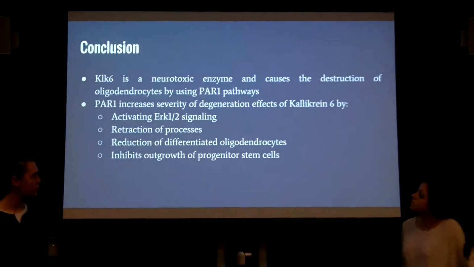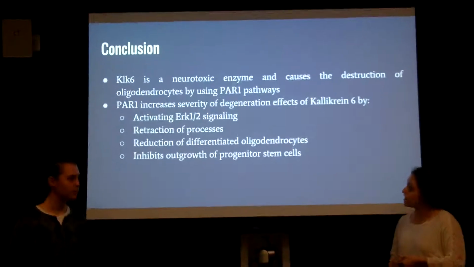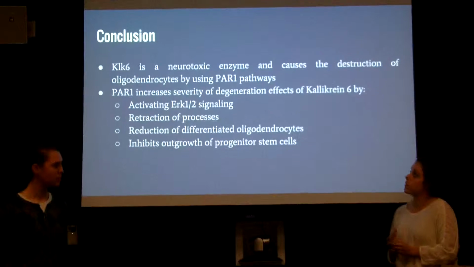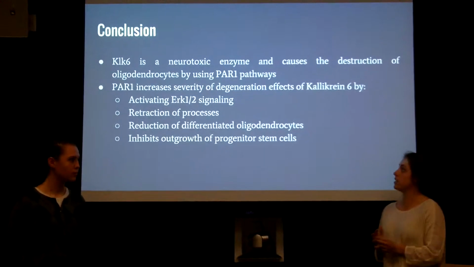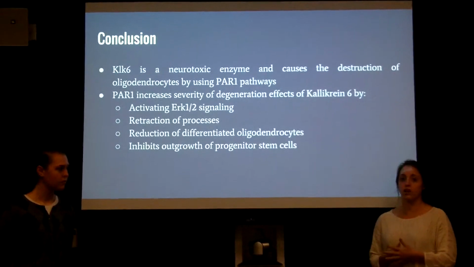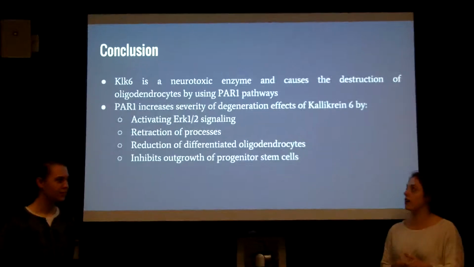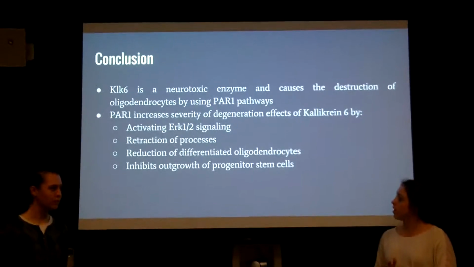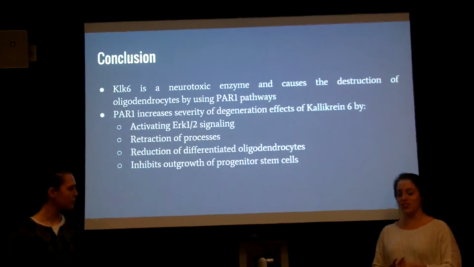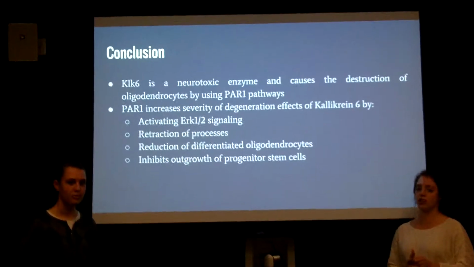So in our conclusion, or the conclusion of the article and our overall presentation, Kallikrein 6 is a neurotoxic enzyme that causes the destruction of oligodendrocytes by using PAR in the nervous system. And it does this by activating the ERK1 and 2 pathways, which leads to the retraction of processes by breaking down myelin, as Amber said. And then it also reduces the number of differentiated oligodendrocytes and inhibits the outgrowth of progenitor stem cells.